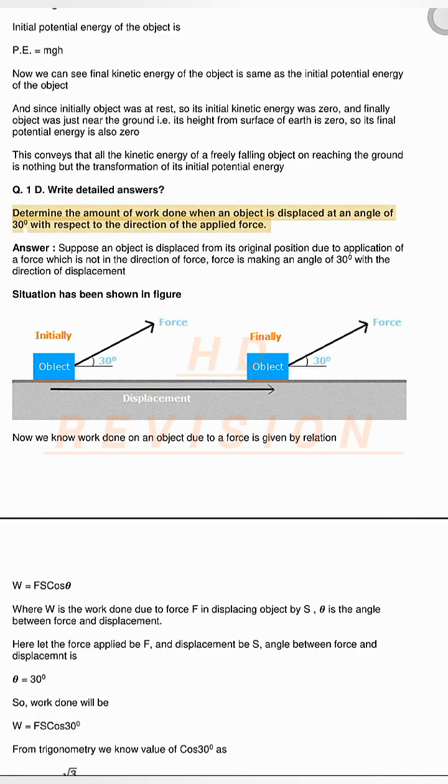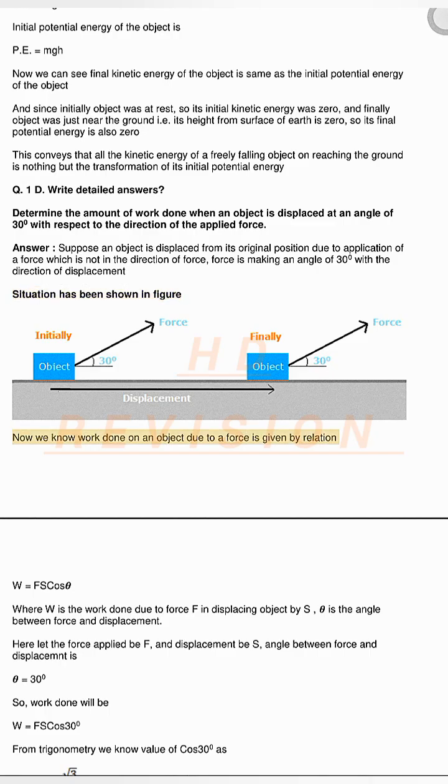Determine the amount of work done when an object is displaced at an angle of 30 degrees with respect to the direction of the applied force. Answer. Suppose an object is displaced from its original position due to application of a force which is not in the direction of displacement. Force is making an angle of 30 degrees with the direction of displacement. The situation has been shown in the figure.